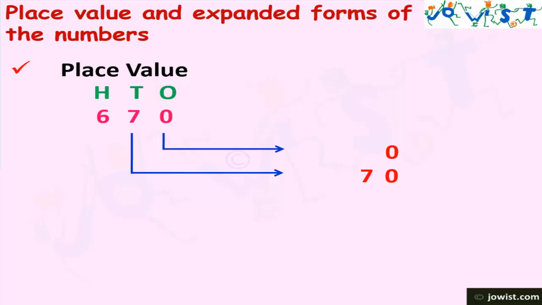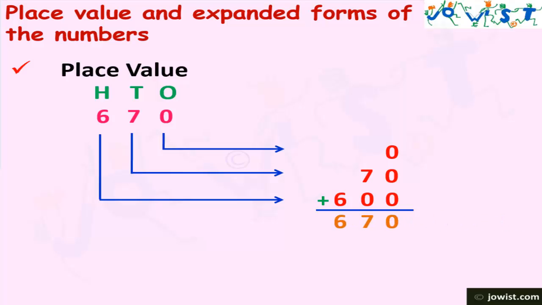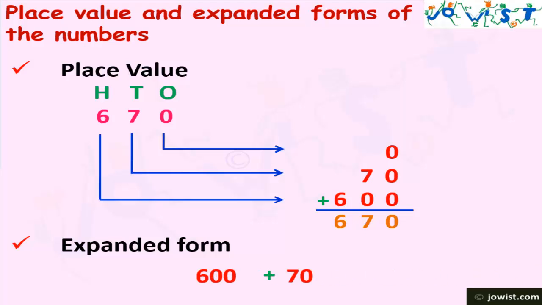At last we have 6. There are 6 hundreds, so we will write 600. Adding it together, we have 670. If we write it in expanded form, we will write it as 600 plus 70 plus 0.